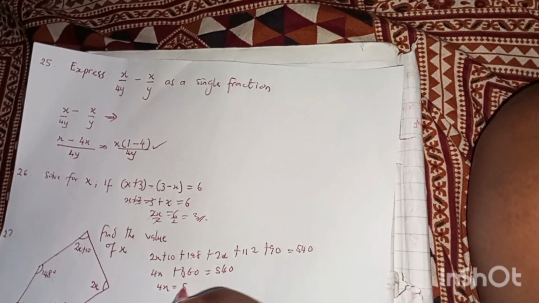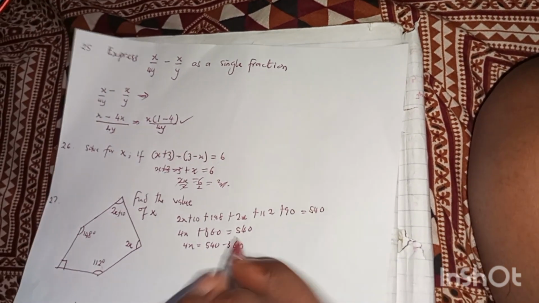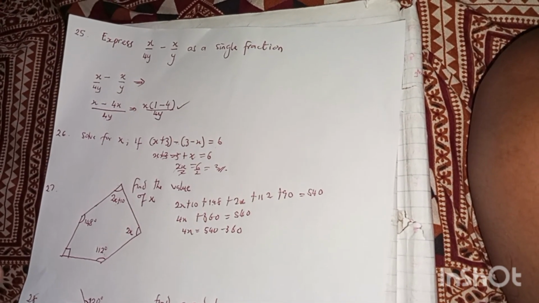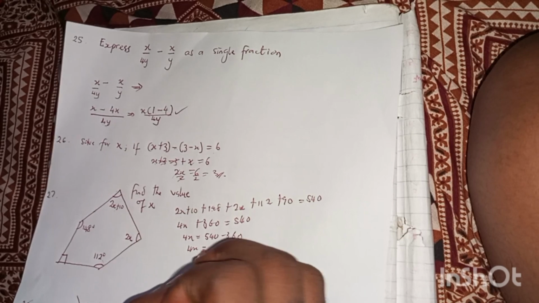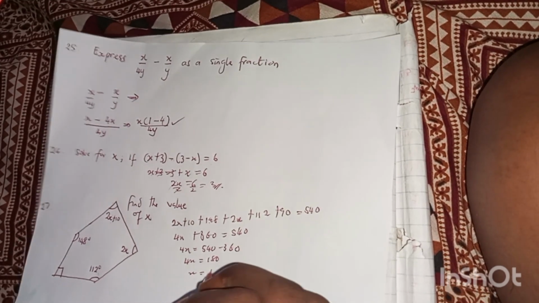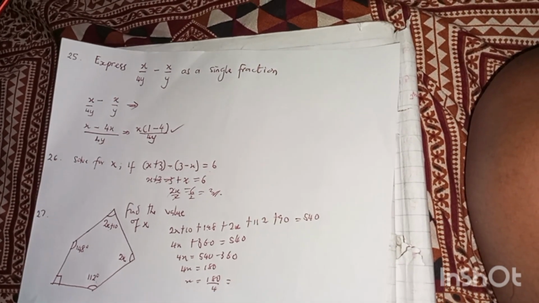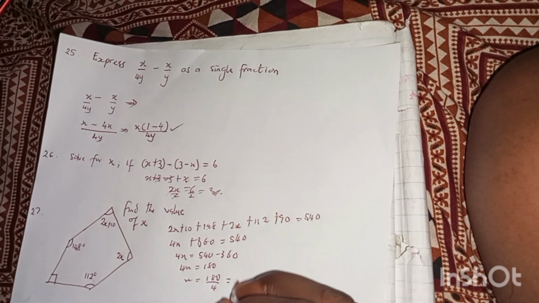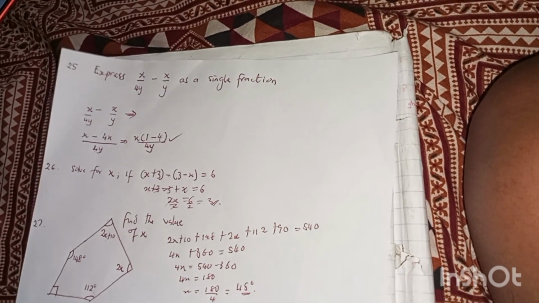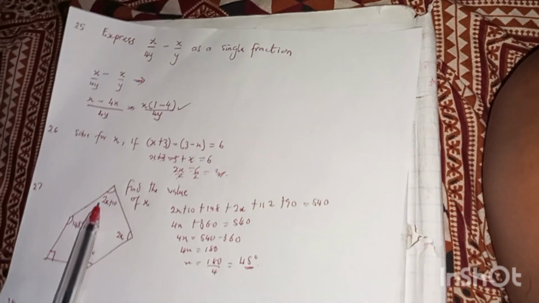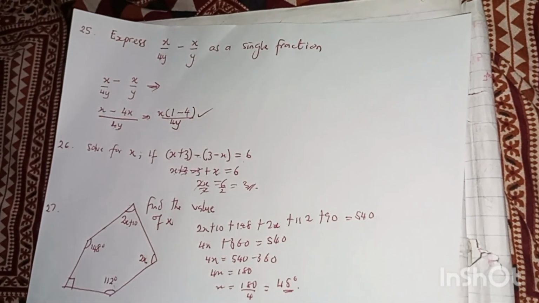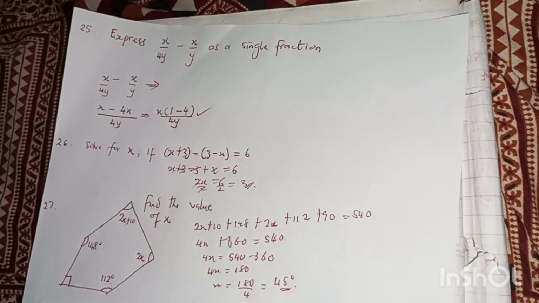4x becomes 540 minus 360. So we have 180. So 4x equals 180. So x is going to be 180 divided by 4. That should be around 45. So x equals what? 45 degrees. So that is x. If you put x in this equation back, and add everything all up, it will give you 540.